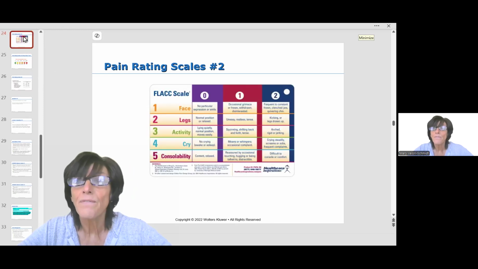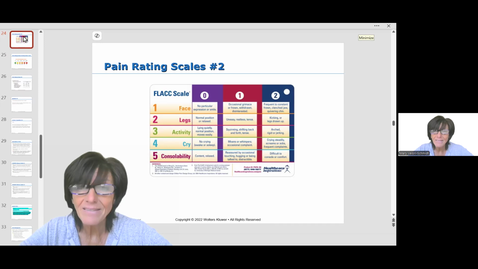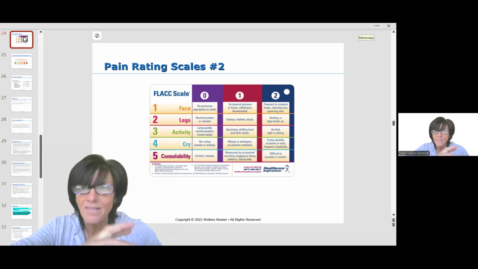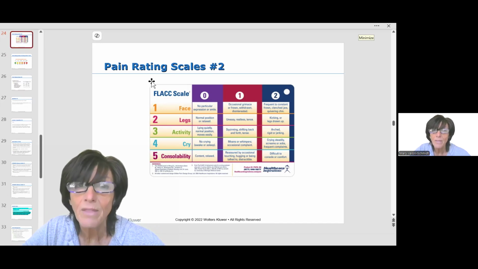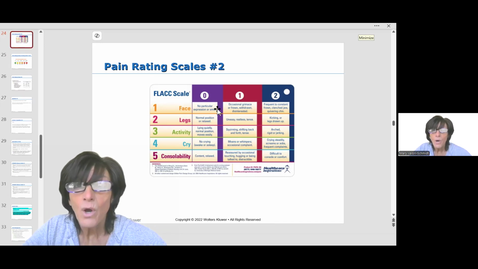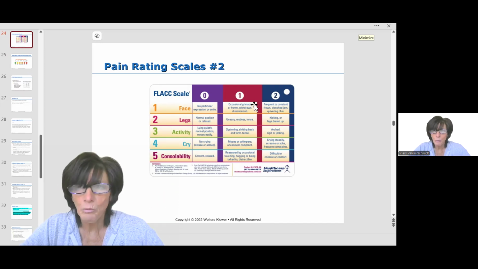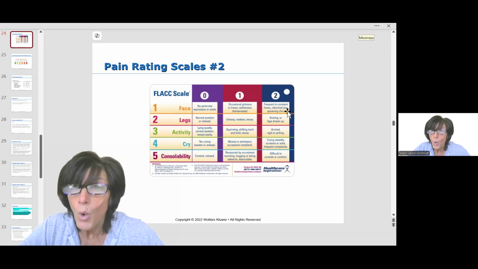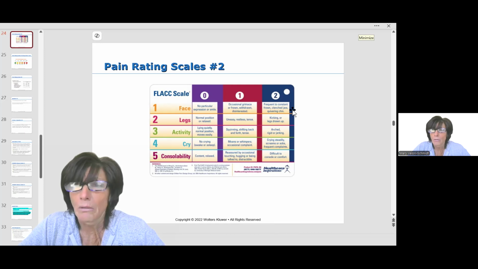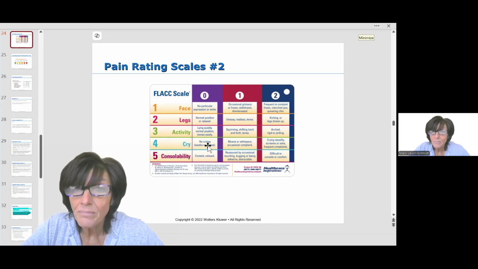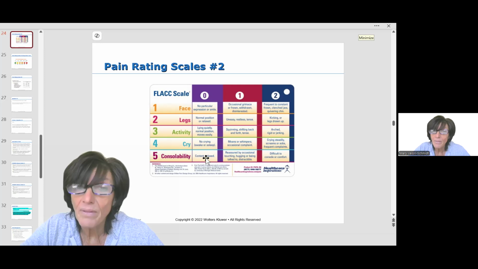Then we have something called the FLACC scale. The FLACC scale is used for babies. What it does is it looks at 5 different things in the body and gives it a rating. You look at the baby's face. Do they have no particular expression? Or are they smiling? Or occasionally are they frowning or grimacing? Or are they constantly frowning or clenching their jaw, quivering, right? And we give them a scale of 0, 1, or 2. And we do that for each of these categories, and then we total it up at the end.